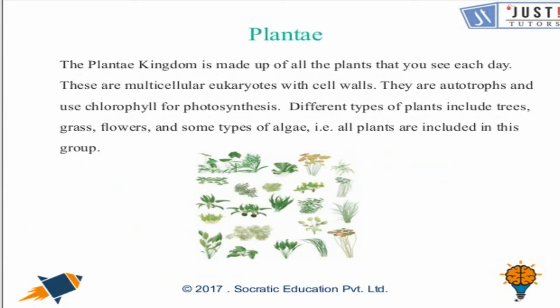Let's move forward and talk about Plantae. Plants are multicellular eukaryotes with a cellulose cell wall. They are autotrophs, which means that they prepare their own food by the process of photosynthesis.